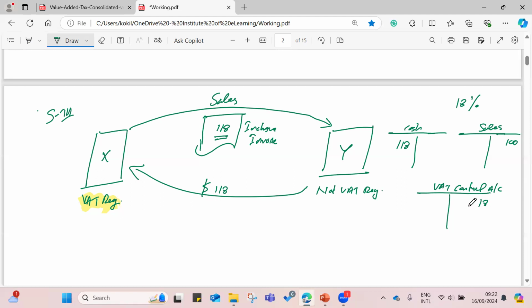The VAT control account, or VAT payable account, or output VAT account, whatever name you call it, is where you can debit when you purchase any item, and the net amount you can pay at the end of the month to the government, if claimable inputs are there. This is how journal entries go for company X, the company that makes sales.